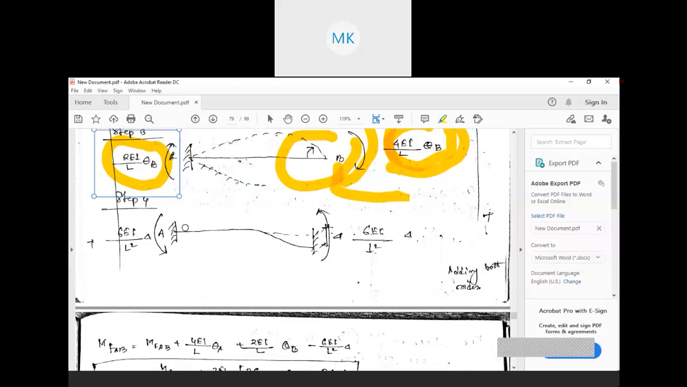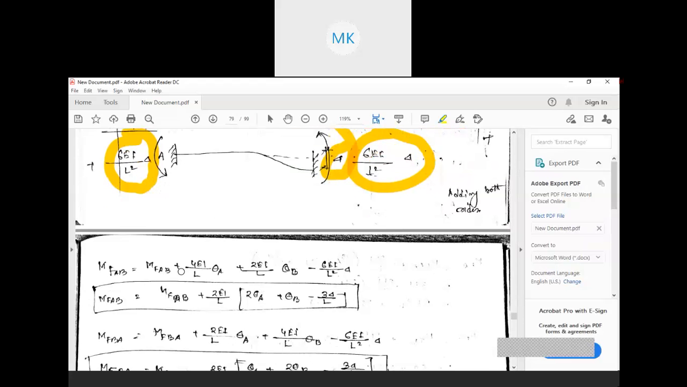And this equation is for settlement. If we require a settlement delta on both sides, it is 6EI by L square into delta on this side, and this side also 6EI by L square into delta. You just need to remember these terms.